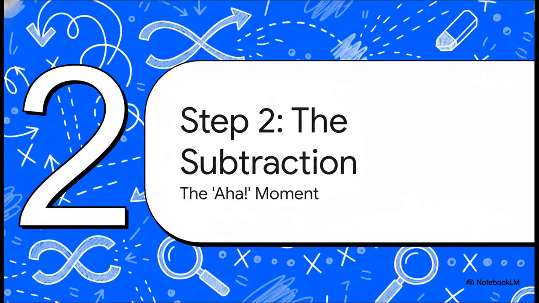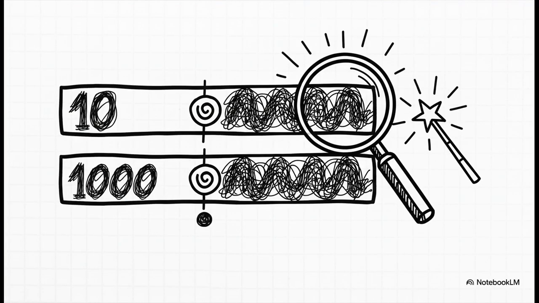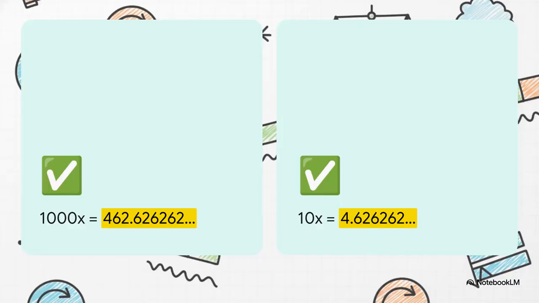All right, now for the really clever part. This is kind of the aha moment of the whole thing. This is where we get to do a little mathematical magic and make that infinite decimal just disappear. So what's the game plan? We need to find two of those multiples we just made where the string of digits after the decimal point is a perfect match. Once we've got them, we can subtract one from the other, and that entire recurring mess just cancels itself out. And if we look back at our list, boom, we've got a perfect match. See how for both 1000x and 10x, the bit after the decimal is 0.626262. Those are the two we're going to use.